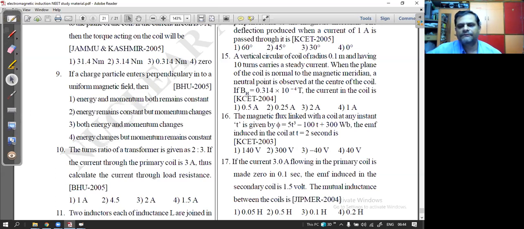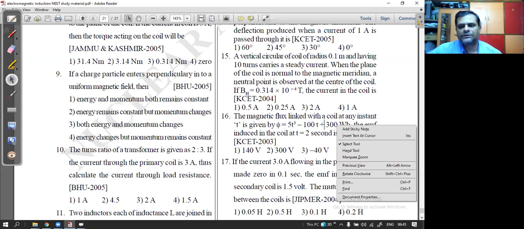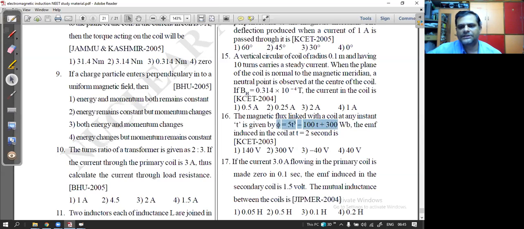If you just differentiate this phi here, then the derivative of 300 will easily become 0, and the derivative of 5t cube will be 5 times 3 is 15, 15t square minus 100. And if you just put t equal to 2 here, 2 squared is 4, and 15 into 4 is 60. 60 minus 100 is minus 40. So 40 will be the correct answer because the minus sign is already there in Faraday's law.